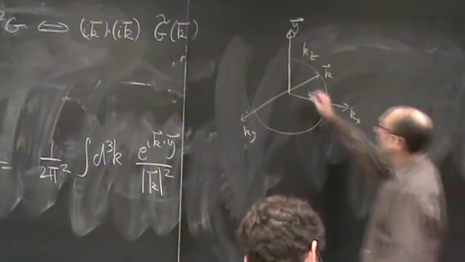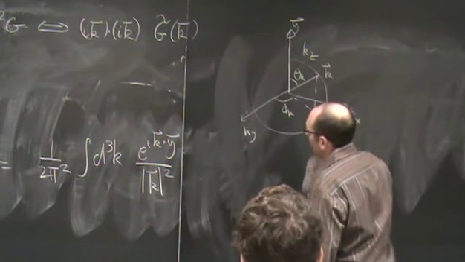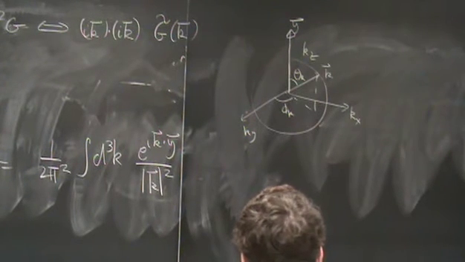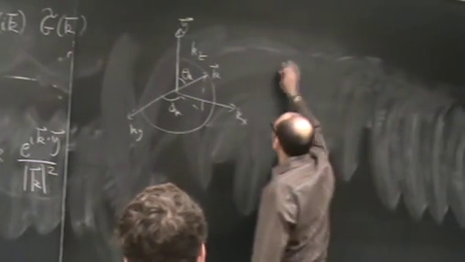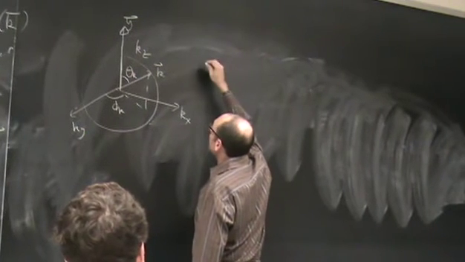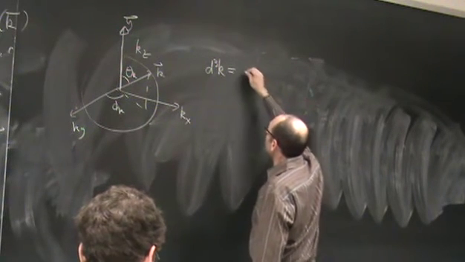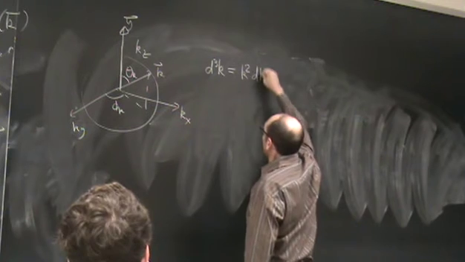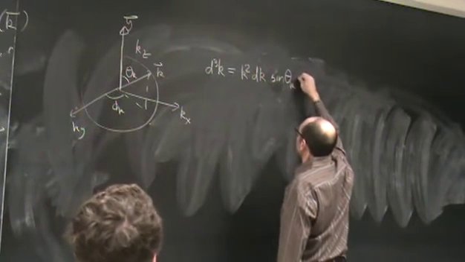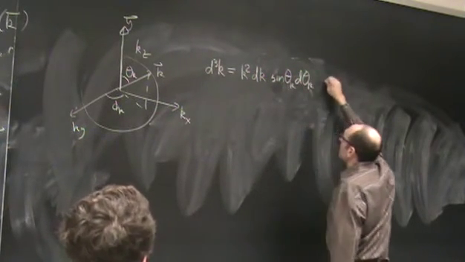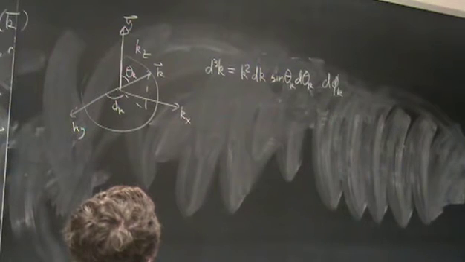In which case, there's an angle theta for the k vector in spherical coordinates. With that said, we have d cubed k equal to k squared dk sine theta d theta d phi. That's the volume element in k-space.